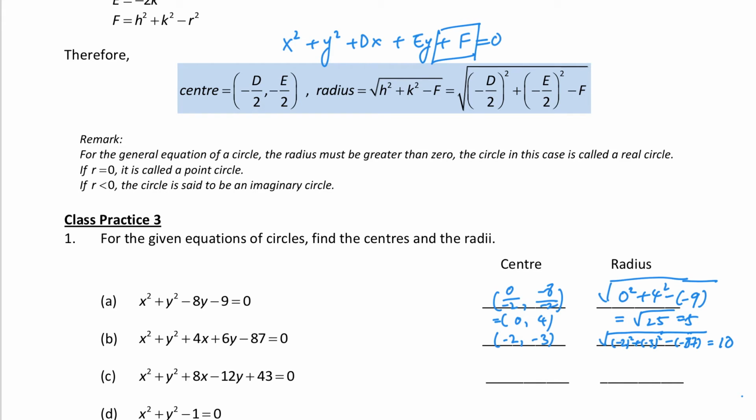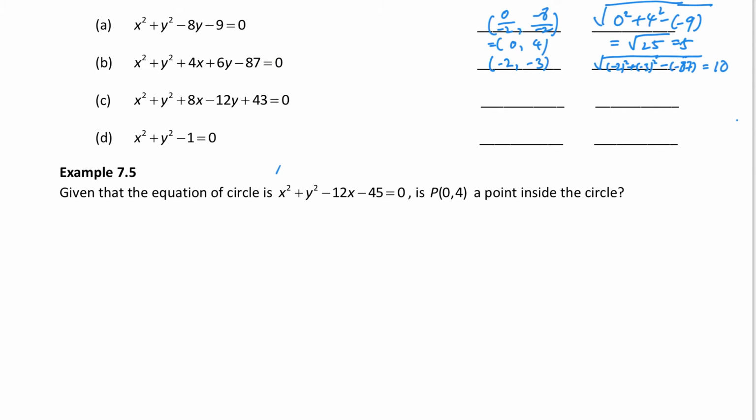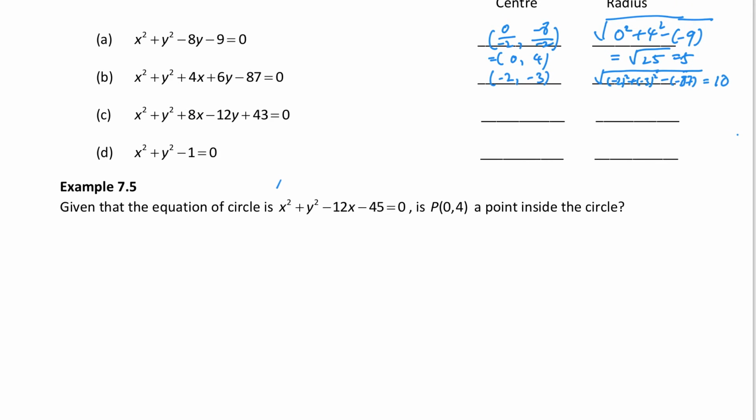Try to finish C and D, and then example 7.5. Pause the video and check. After you finish, you may check the answer. 1C, the x coordinate of the center is negative 4 and positive 6. Square root of 16 plus 36 minus 43, which is equal to 9. How about D?